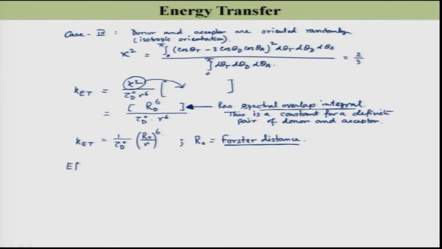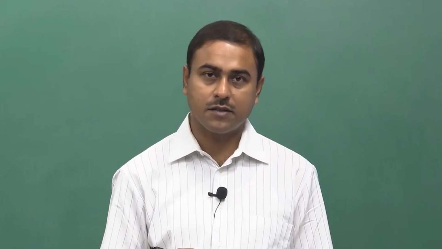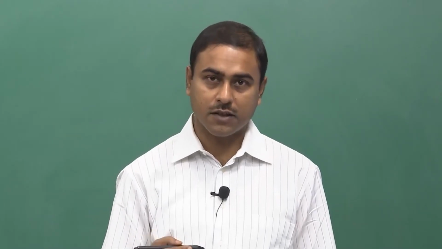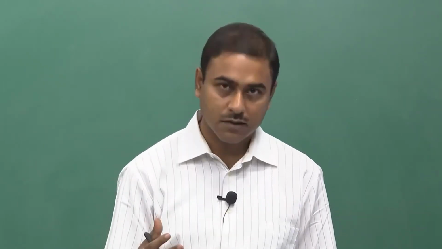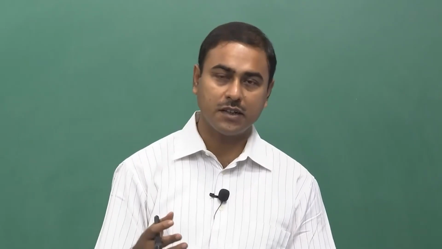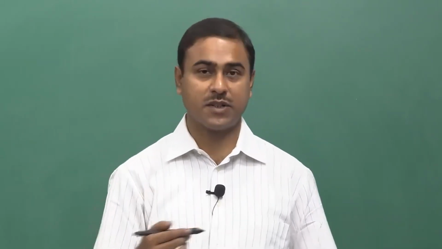Efficiency of energy transfer is denoted by capital E, which is equal to the rate of deactivation from the excited state to the ground state, the rate constant that is leading to the energy transfer, divided by the total. Similarly for the quantum yield, I divided the Kr by Kr plus Knr.